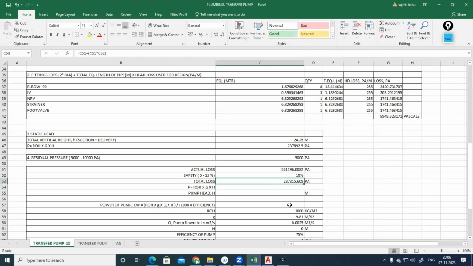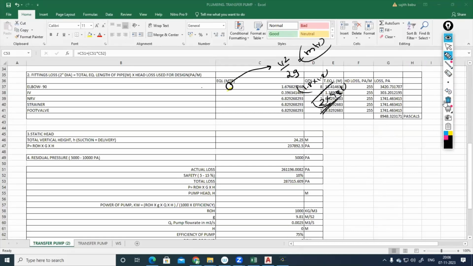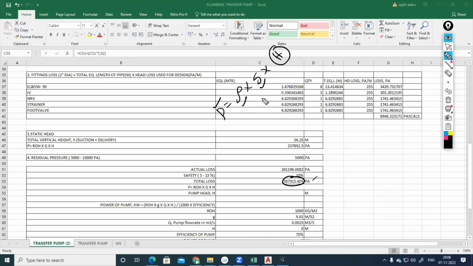But as I told, we need pump head, in meter or in feet. We need the pump pressure not in Pascal. Pascal is fine, but we have to calculate that in meter as well or in feet. You know the equation P is equal to rho into G into H. P we have there, rho we know is 1000, G is 9.81, H we have to find. H is equal to P divided by rho G. Means your total loss divided by 1000 into 9.81, you can find the pump head.